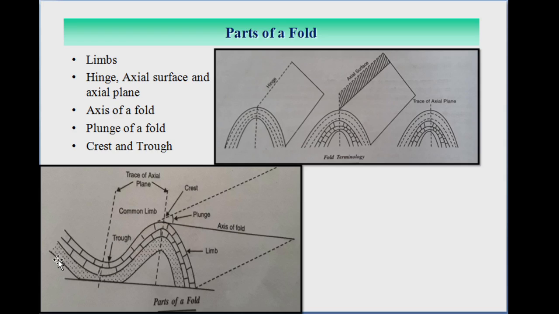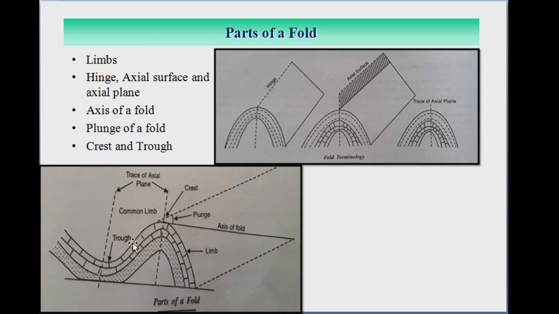Then our next point is the hinge and the axial surface and axial plane. First we will see what hinge means. In a folded layer, a point can be found where the curvature is maximum and one limb ends and the other limb starts from that point. In the figure you can see this is a point where the curvature is maximum.